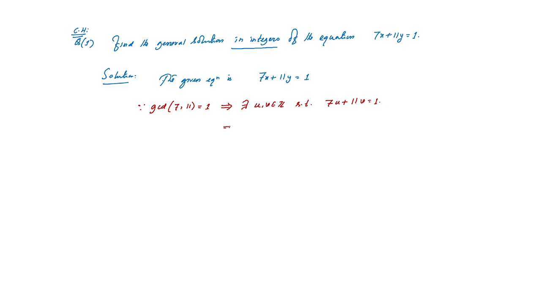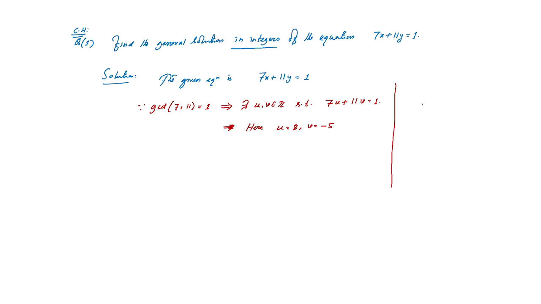So now you just apply the division algorithm or Euclid algorithm, and you will check here u equals to 8 and v equals to minus 5. That you can check with the help of division algorithm or Euclid algorithm.